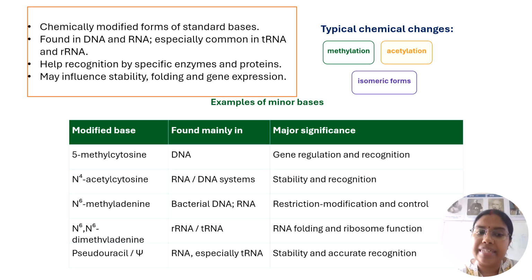Examples of this kind of bases are the 5-methyl cytosine, that is found mainly in the DNA. Its major significance is gene regulation and recognition. Acetylcytosine is also one kind of modified base, which can be present in both RNA and DNA. Stability and recognition is the major significance. Then methyl adenine is also possible. Pseudouracil is possible. It is exclusively for the RNA. Stability and accurate recognition are possible from it.